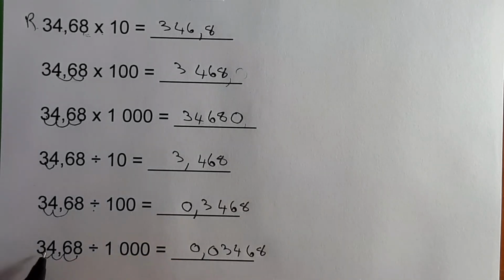0,03468. Let's check it. The 3 was at the tens. It moved backwards 3 places. Let's test it. It's 1, 2, 3. Yes, that will be correct.